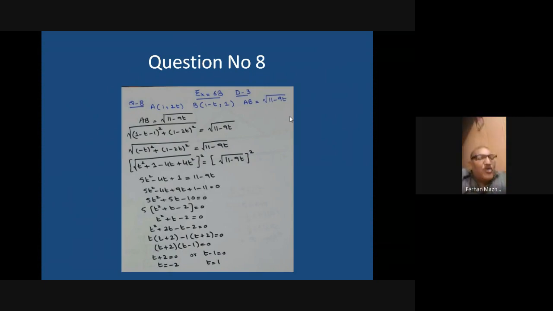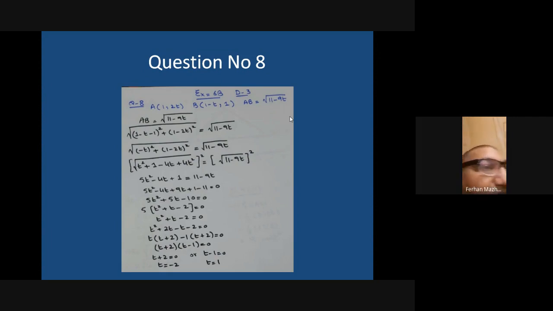Okay, so question number 8, I'm reading it from my book. The distance between two points is given along with the coordinates of the points. A is (1, 2t), and B has its x as 1 minus t and its y as 1. It says the length AB is under root 11 minus 9t. So the question is to find the value of t.